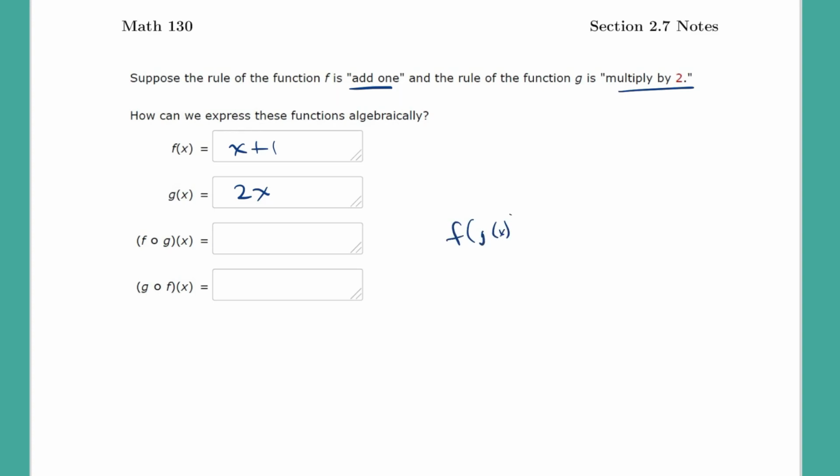And the composition of those two would be f of g of x. That just means that you're plugging this function into the f function. So you're going to replace this x with 2x. So this becomes 2x plus 1.